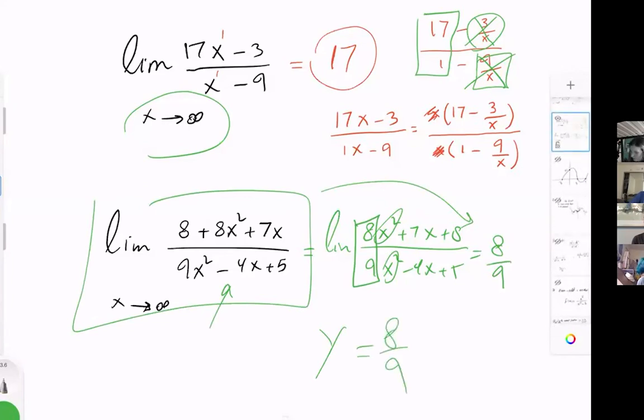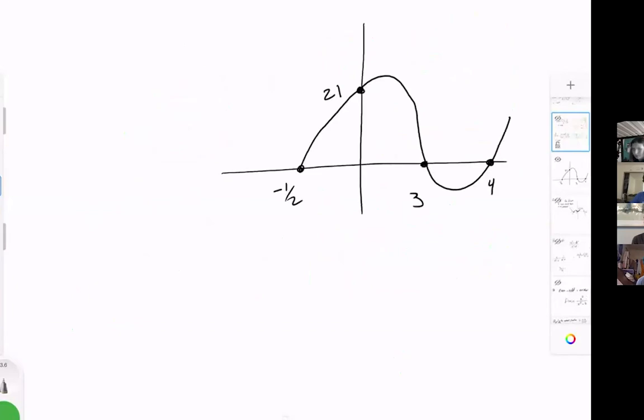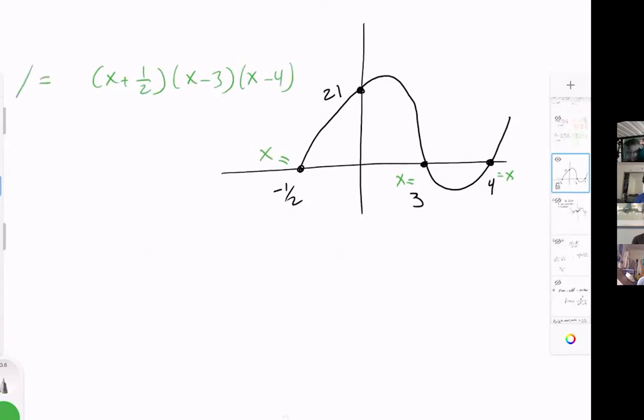Wow, too many questions. Let me go a little faster. I give you a graph, and the question is, what is the equation of the graph? Good. This is a polynomial. X equals -1/2, x equals 3, x equals 4. So it will be x plus 1/2, x minus 3, x minus 4. Y equals that, but you need to solve for k.